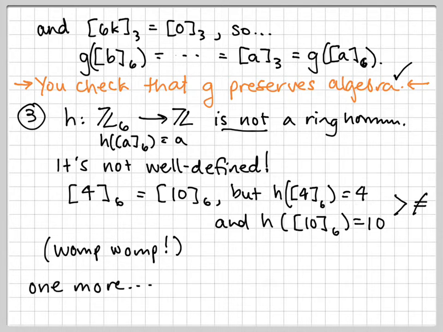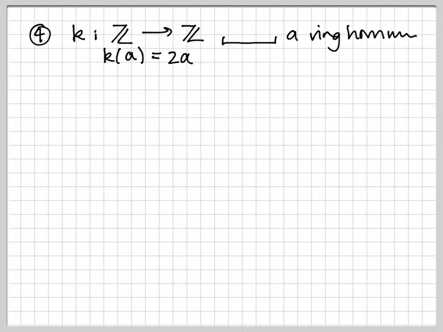Okay, I've got one more. Actually, I think I have 2 more. I'm probably lying here. I've got 2 more for you. All right, let's look at the function k from the integers to the integers. I'm going to take a and send it to 2a. Now, I'm not working with equivalence classes here, so this is going to be a perfectly fine function. I don't need to check well defined.